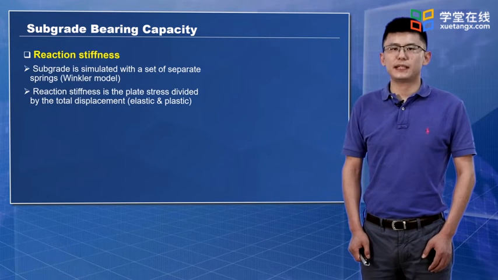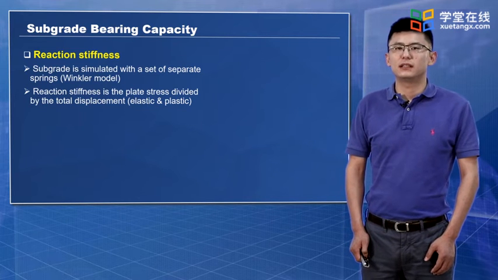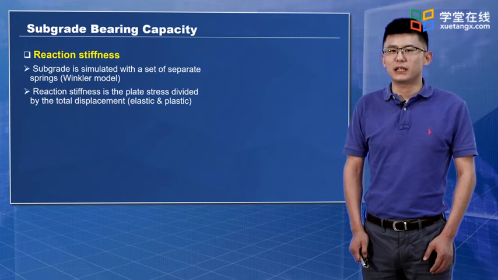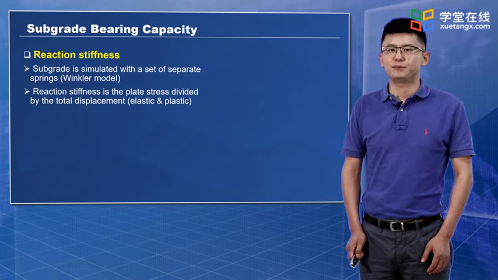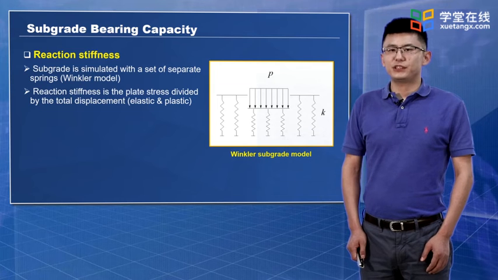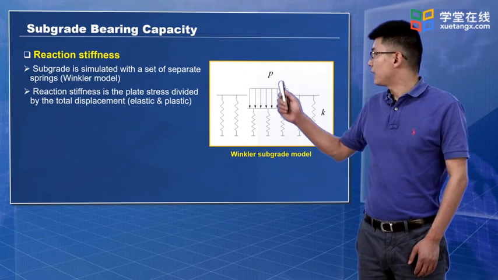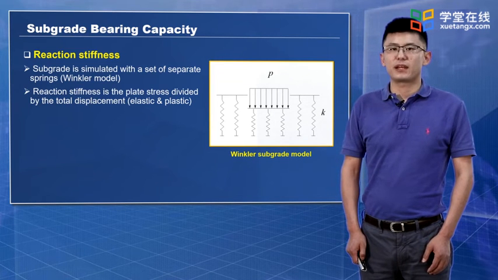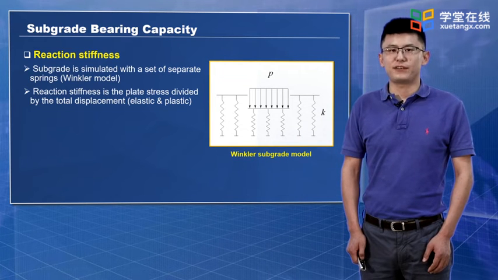Now let's take a look at the second one, the reaction stiffness. Reaction stiffness, what is that? Generally, we can say that the subgrade is simulated with a set of separate springs. We call this a Winkler model. Actually, the Winkler model is very famous in pavement engineering. This picture gives us a very direct illustration of the Winkler model. It is composed of several springs, and those neighboring springs have no effect on each other.